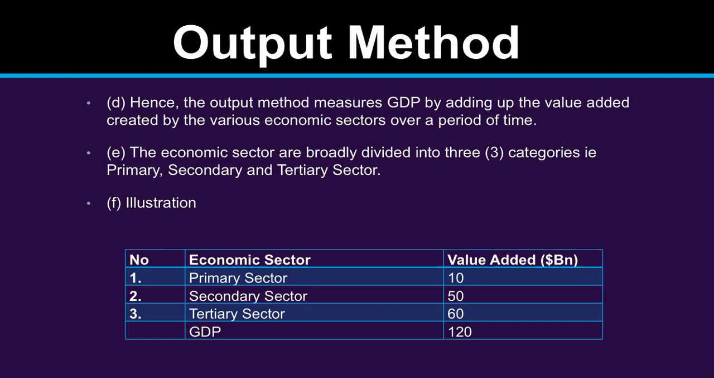Hence, the output method measures the GDP by adding up the value added created by various economic sectors over a period of time. So we can see the economic sectors by output. We have primary sector, secondary sector, tertiary sector. So value added from the primary sector plus value added from the secondary sector plus value added from the tertiary sector, we can get the GDP, which is going to be the same value as the expenditure method. No matter whether expenditure method, output method or income method, it will give you the same value of GDP.